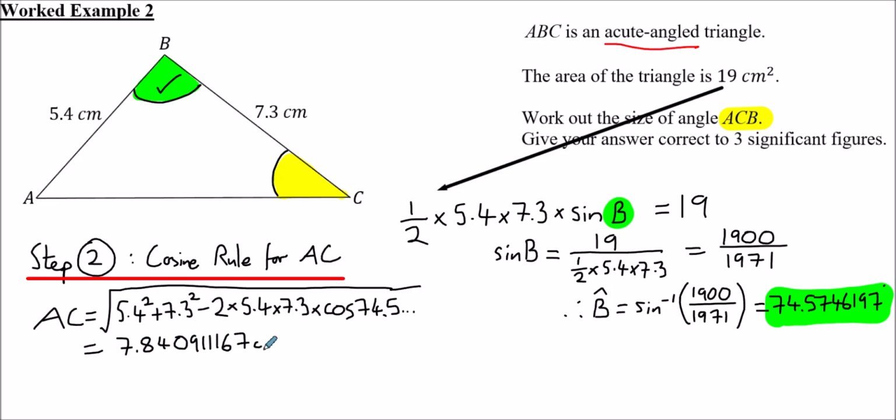7.8409 11167 centimeters. So I'm going to label this in the diagram. Obviously I'm not saying you can measure a triangle to within an atom's width, to that number of decimal places, but like I said previously, just write down the whole calculator display to make absolutely 100% sure that you're not going to fall foul of any rounding error, because again, AC isn't our final answer.